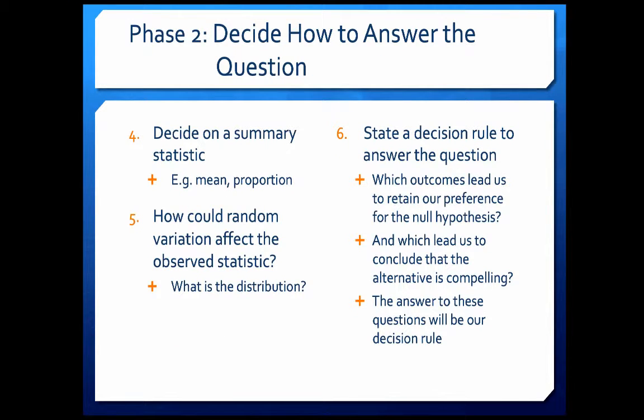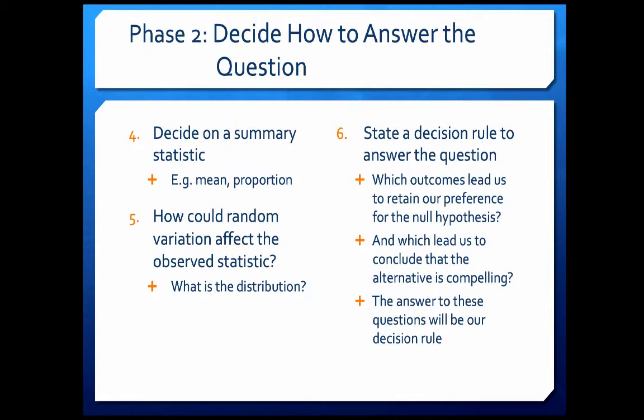When you've completed phase 1, you'll move into phase 2, where you decide how to answer the question. So you'll choose a summary statistic associated with your primary outcome or variables of interest. You need to consider how random variation can affect that observed statistic. So what is the distribution? That is, are we assuming it's a normal distribution? And what that means is, under the null hypothesis, we assume equal mean. And under the alternative, we assume different means. Random variation would lead us towards the null.